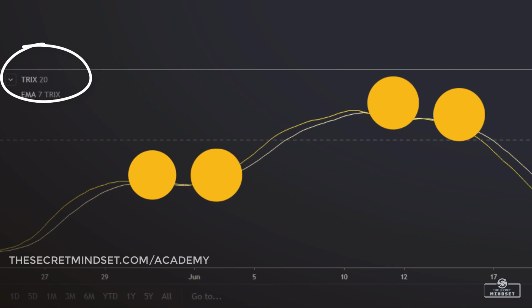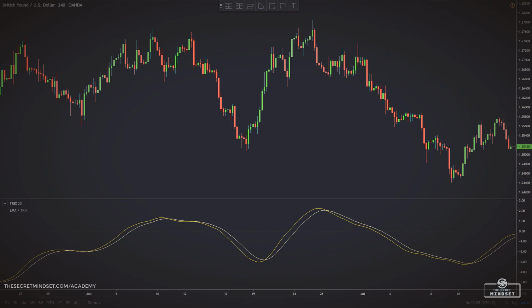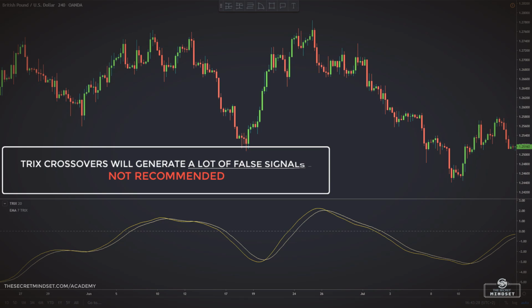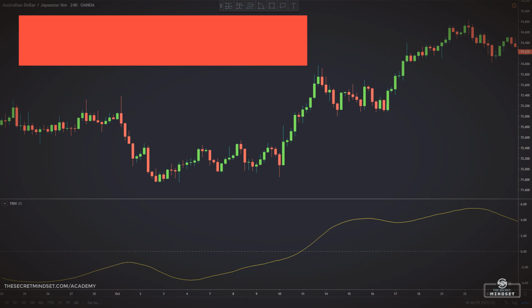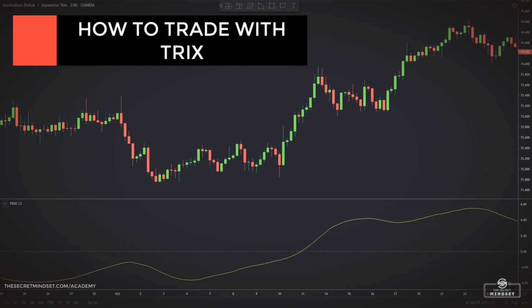However, if you followed my channel, you already know that I'm not a big fan of moving average crossovers. If you want to backtest some crossovers between Trix and another moving average, make sure you use it on higher timeframes with small positions. So how to trade with the Trix oscillator?